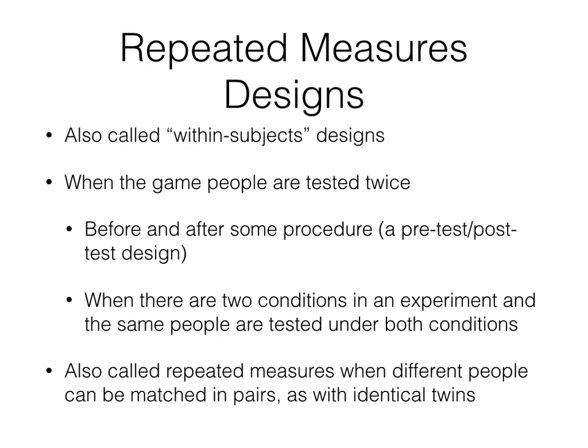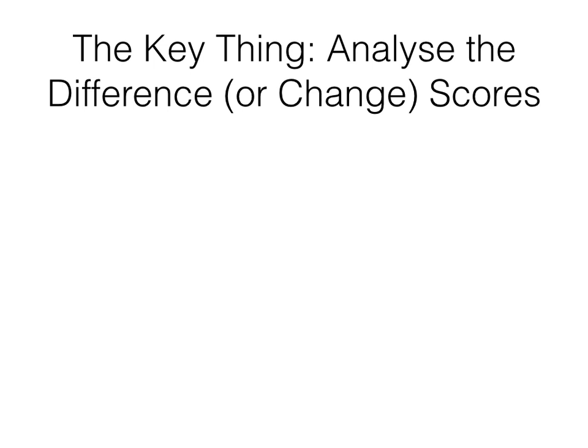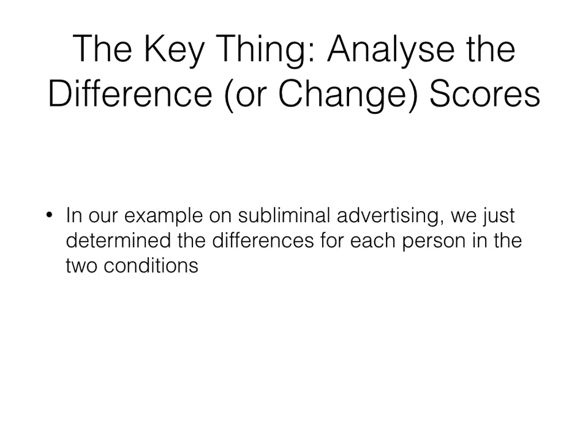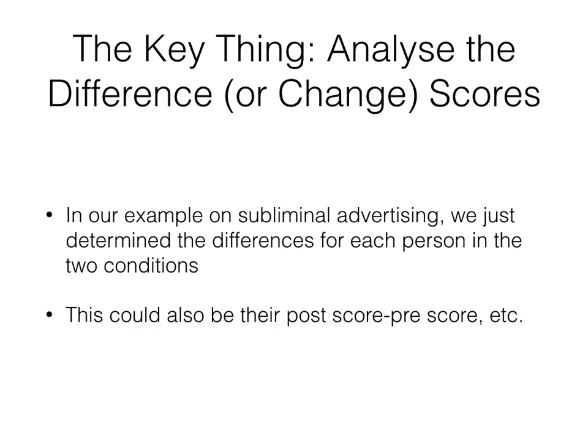The key thing about any repeated measures design, though, as you can see, is that when we do this dependent t-test, or the t-test for dependent means, we're really always analyzing the difference or change scores. So in our example on subliminal advertising, we're just determining the differences for each person in the two conditions. And this could also be their post-score, pre-score, and so on.